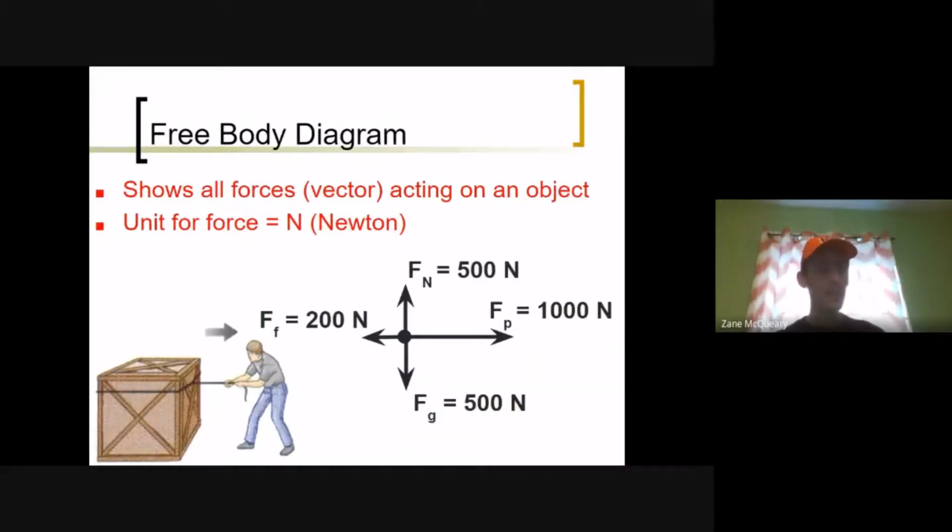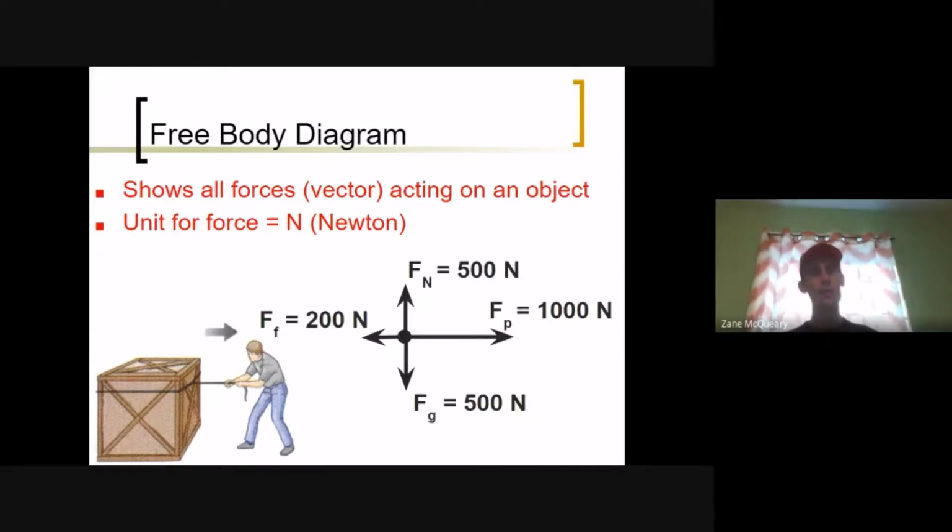These free body diagrams are basically something that shows all the forces that are acting on your object. You start with your object in the middle with either a dot or a cube or a circle, and then you draw the forces acting outwards from that. We don't want to see any arrows going towards the middle. We want to see them going away from the middle.